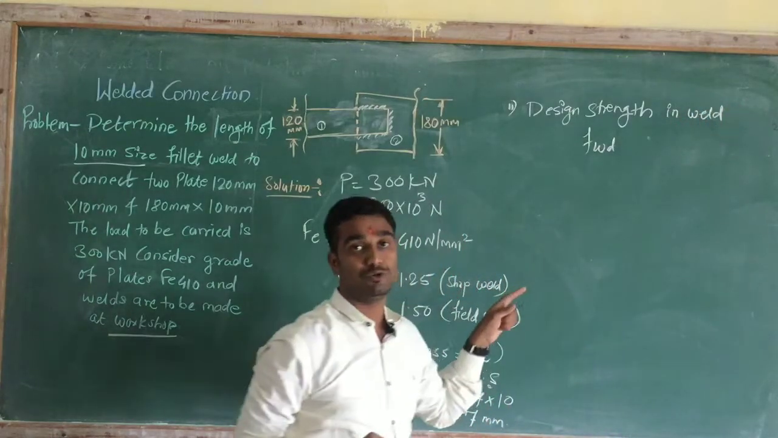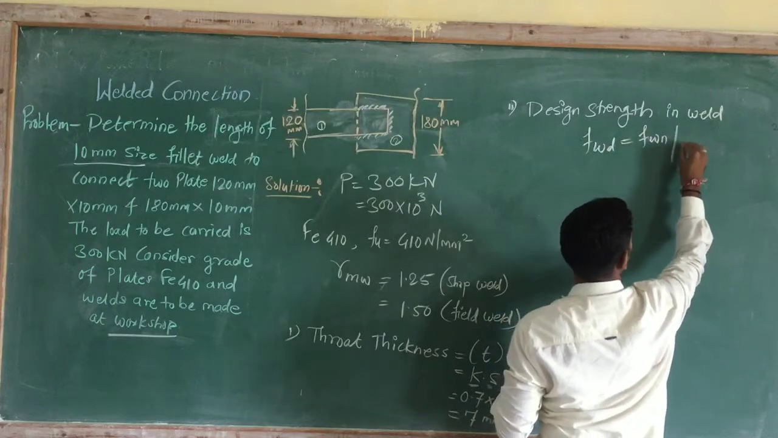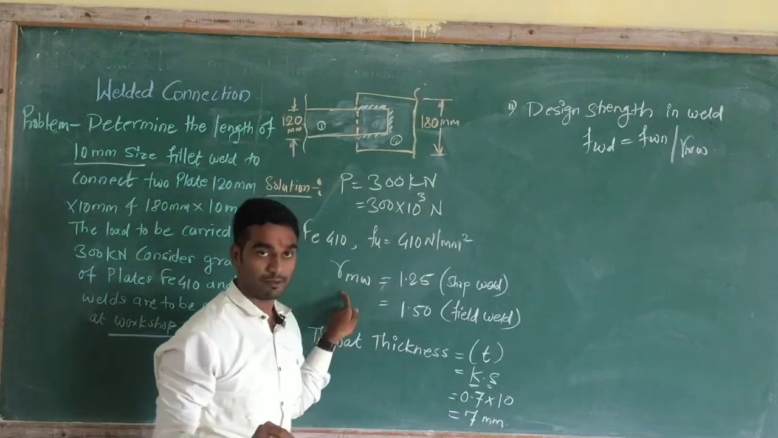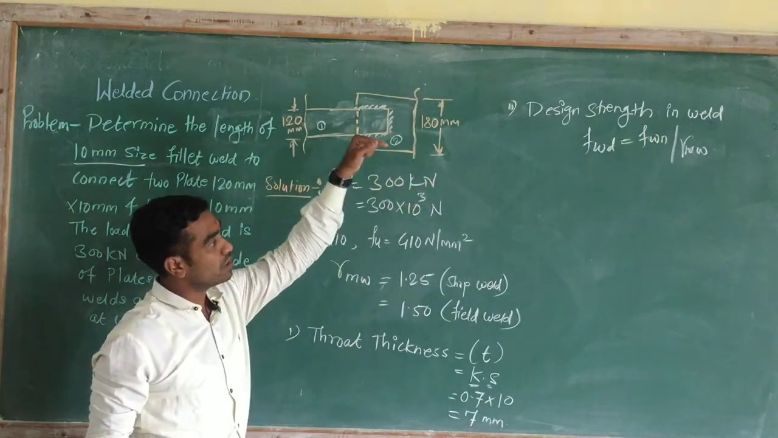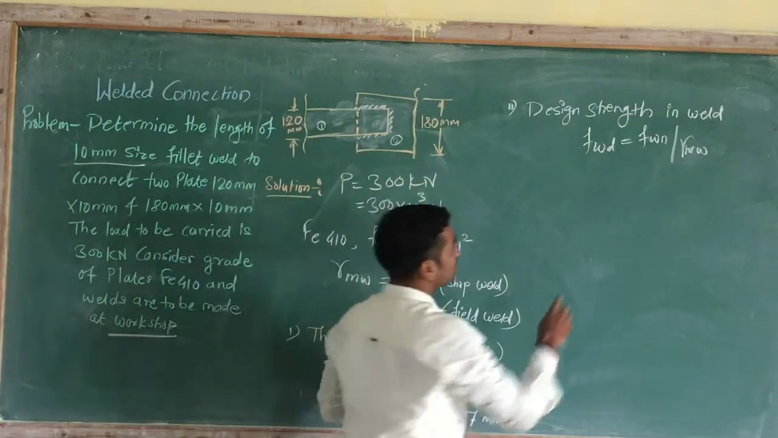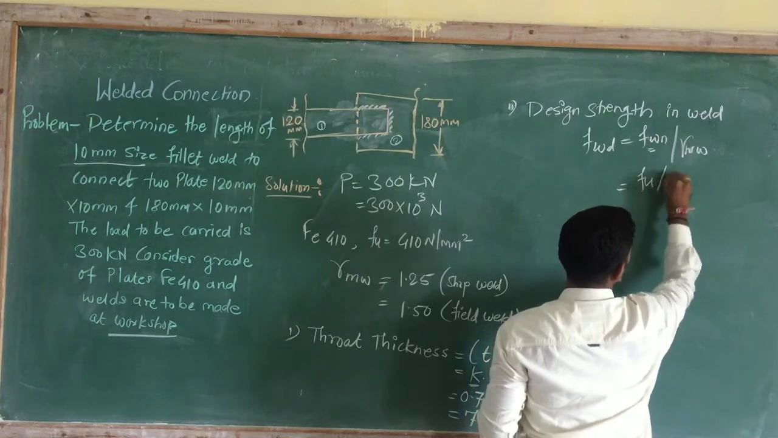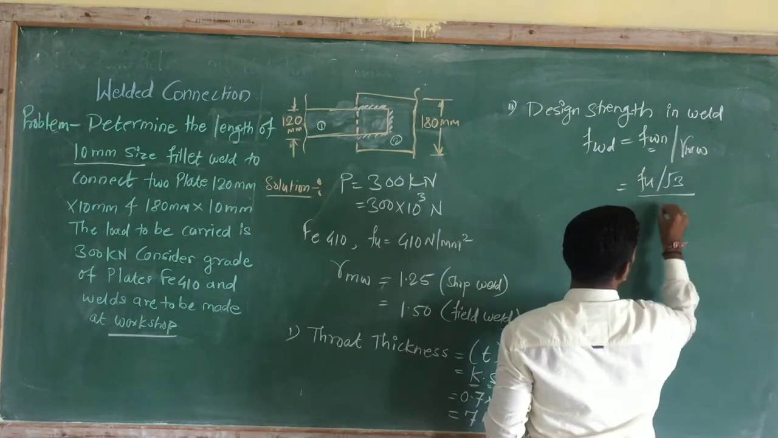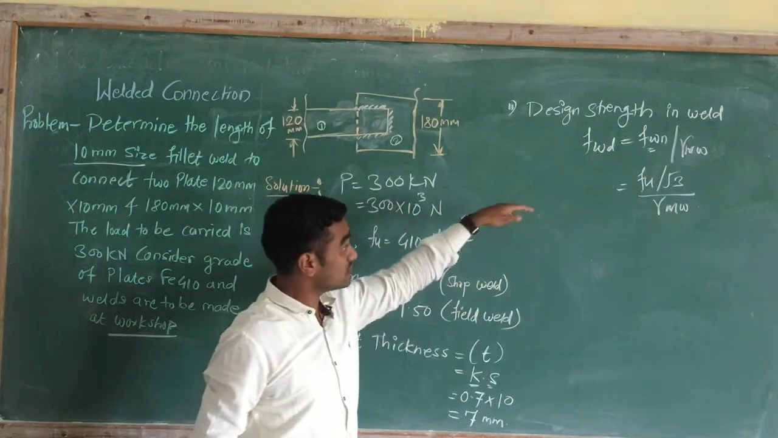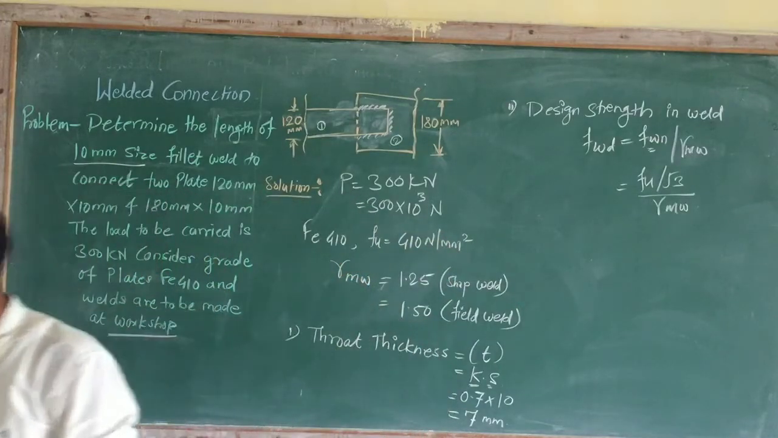Weld FWD is equal to FWN divided by gamma MW, and this FWN is equal to FU divided by root 3. Divided by gamma MW. This formula is given on page number 79. See the IS code.